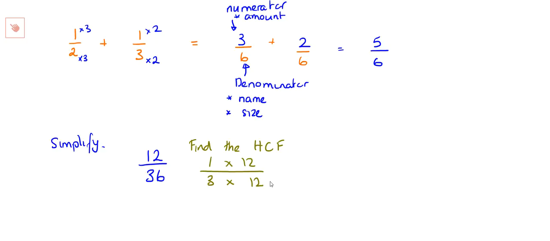12 divided by 12 is 1. So we actually have 1 over 3 times 1. So we can actually say that 1 over 3 is the same as 12 over 36. So what we've been doing before, but in reverse. So this is an important aspect as well when we do it algebraically too.